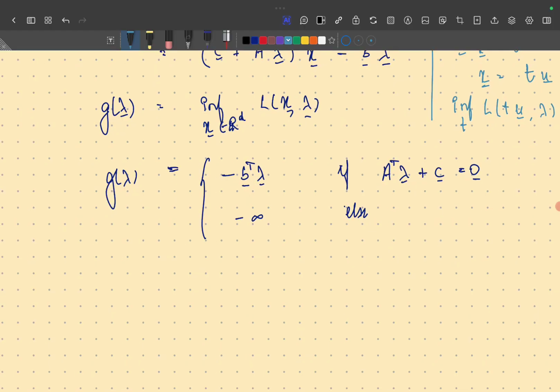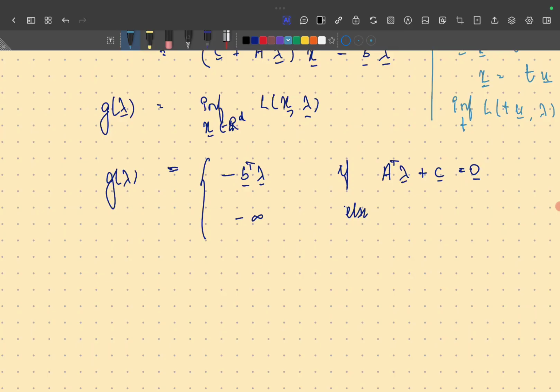I didn't understand why you have these two cases here. Because this is over the entire space of lambda, right? Now, lambda components are greater than or equal to 0. Right. Exactly.